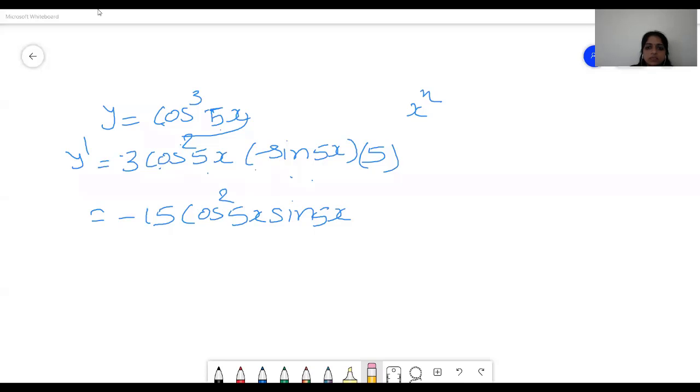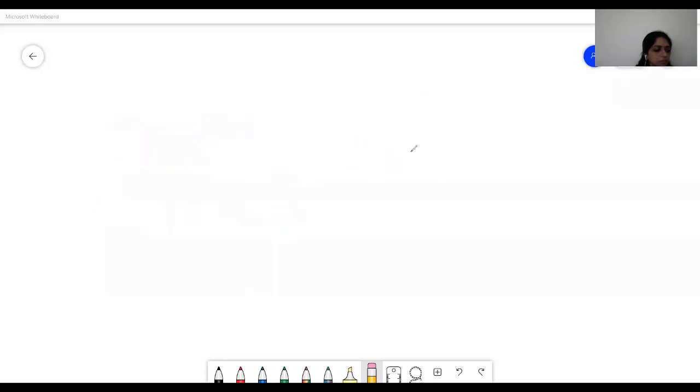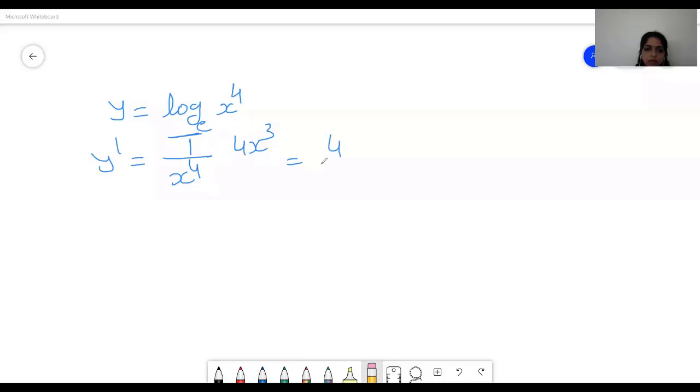Okay. The next one is, if we have given y equal to log base e x to the power 4, at that time, what will be our first step? This is the logarithm function. So, okay, 4 log x base e. 1 upon x raised to 4 into 4, 4x cube. So by simplifying, 4x cube upon x to the power 4, our answer is 4 by x.